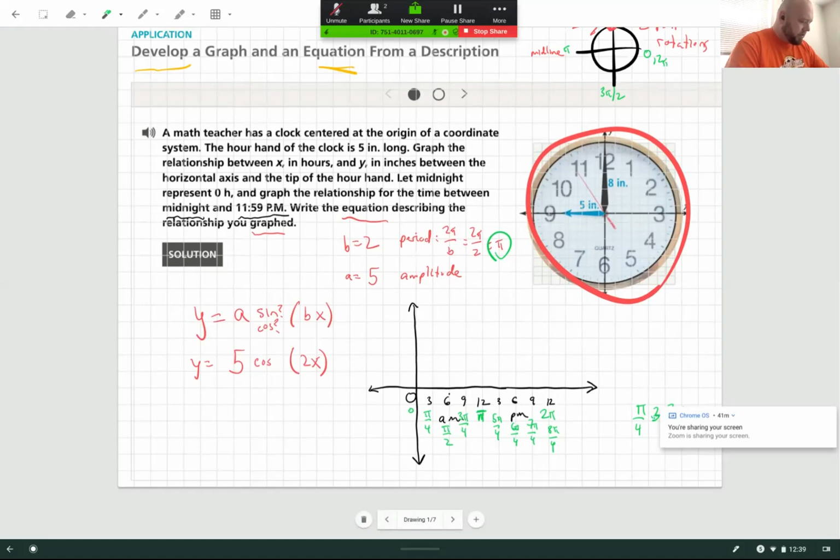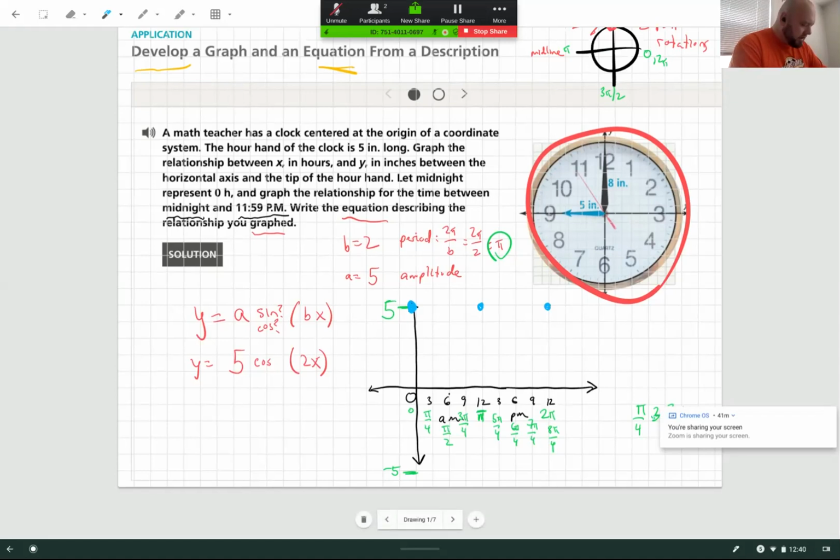I know my graph goes up to 5. This time I'm going to actually make this 5. And 1, 2, 3, 4, 5. This down here will be -5. And then let's sketch our graph. I'm going to sketch this one in blue. I know that the clock starts up here at midnight at 5, that it gets back to 5 after 12 hours, which is pi for us. And then it gets back to there again after 24 hours.